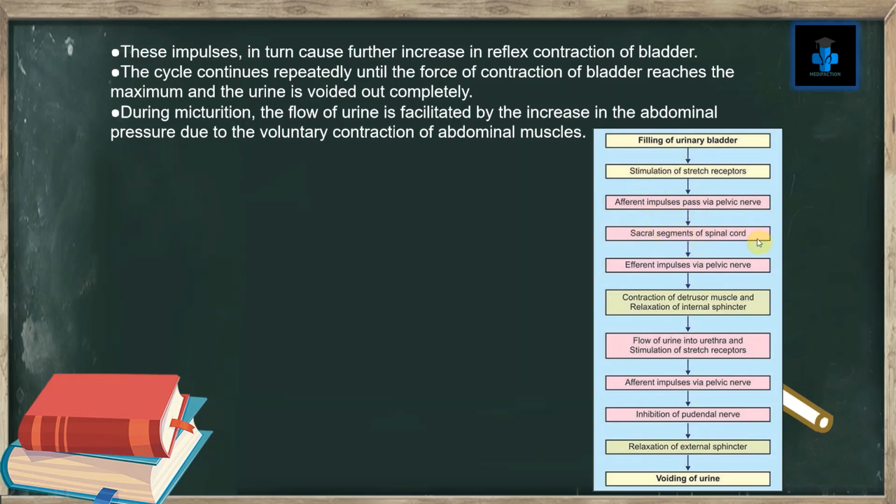Once it reaches the spinal cord, with the same pelvic nerve it transports impulses, that is efferent impulses, to the detrusor muscle and internal sphincter, where the contraction of detrusor muscle takes place and at the same time the relaxation of internal sphincter takes place. This results in flow of urine into the urethra and stimulation of stretch receptors present there. Hence, the afferent impulses via pelvic nerve inhibit the pudendal nerve, which results in the relaxation of external sphincter, and this causes voiding of urine or micturition.